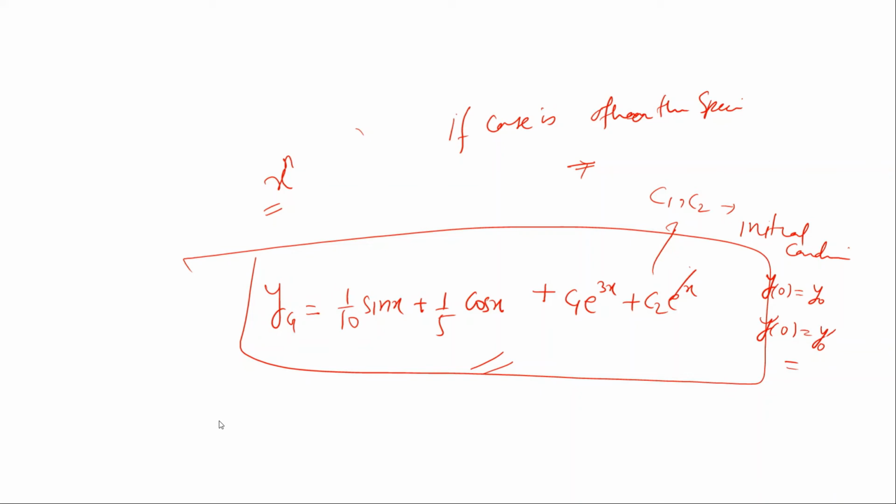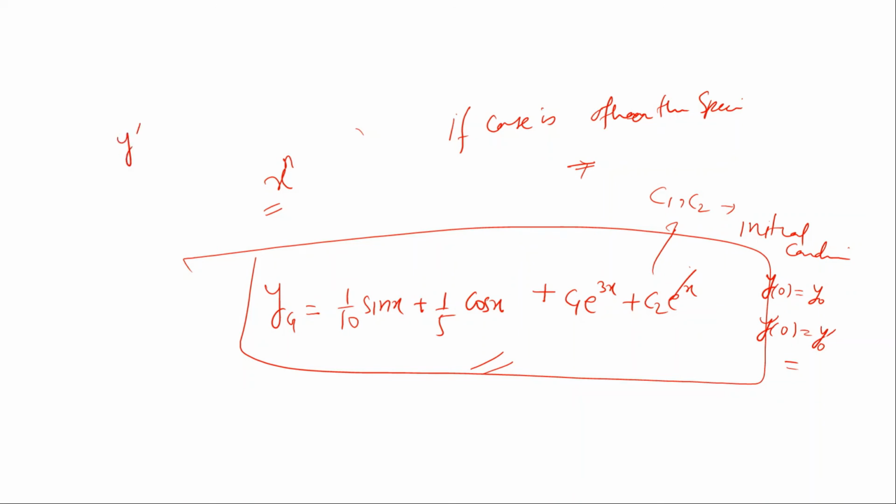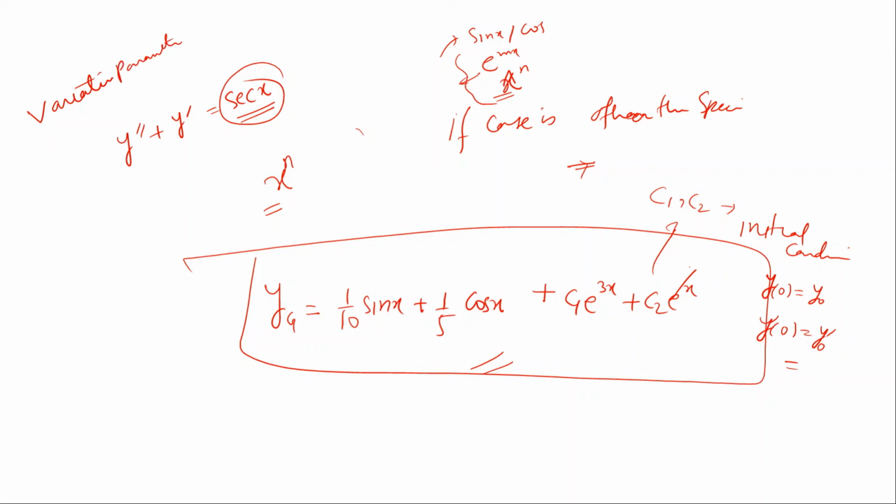For example, we may have y double prime plus y prime equals, suppose, sec x. It is not a special function, because the special functions were sin x, cos x, e to the power mx, and x to the power n. For functions other than these, we can't solve with undetermined coefficients. Then we have to go for the variation of parameters method.